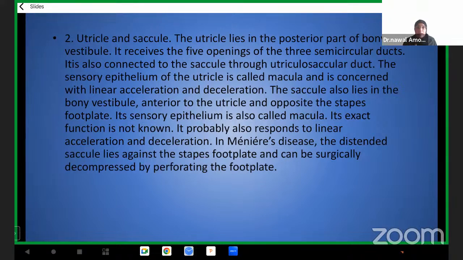Okay. So the clinical anatomy of this is Meniere's disease. If the saccule gets distended and lies against the stapes foot plate, it can be surgically decompressed by perforating the foot plate. So that's how it relates to Meniere's disease. And about Meniere's disease, we'll learn in upcoming classes where you will have a brief idea. But remember that Meniere's disease is related to utricle and saccule anatomy. So the saccule lies in the bony vestibule. Its sensory epithelium is also known as macula.